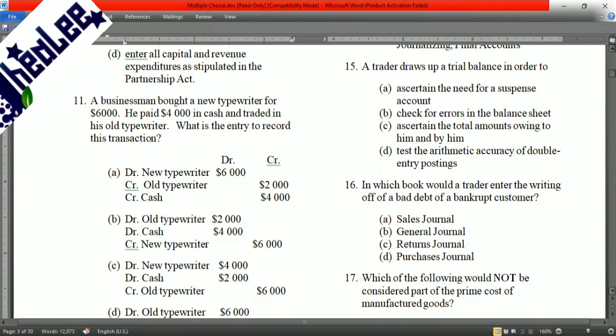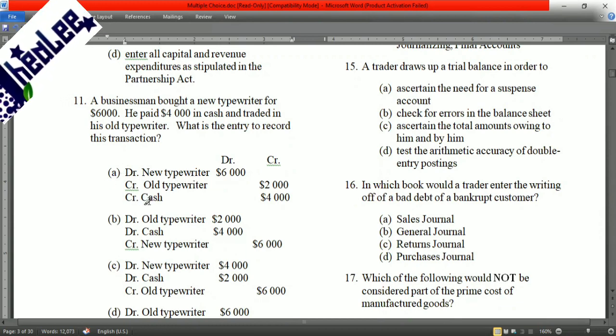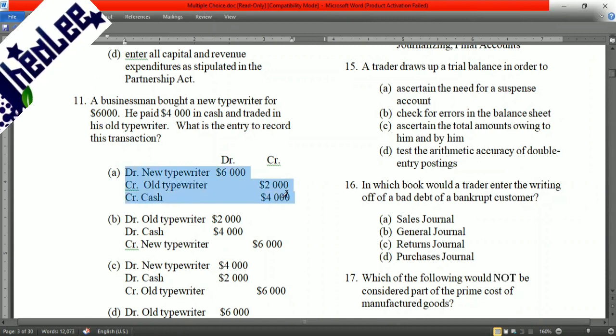record this transaction? The new typewriter that was purchased would cause an increase in the account. So therefore, that is an asset that will be debited. The old typewriter was used that went out of the business. That's a reduction in the asset, and that should be credited. And the cash, which is a reduction in the asset as well, should be credited. So our response there is A.